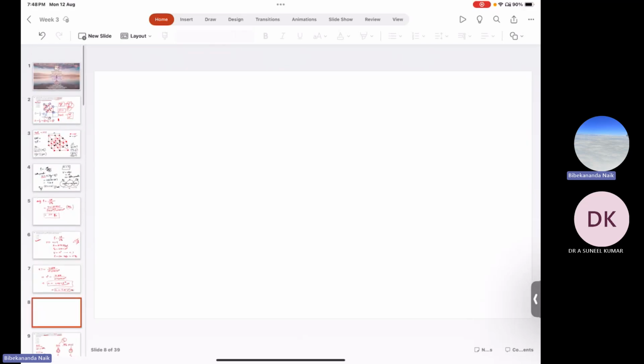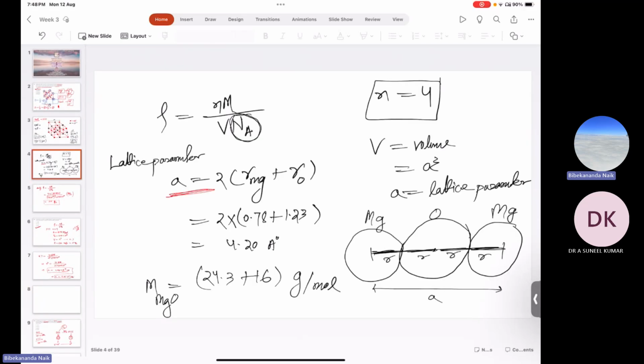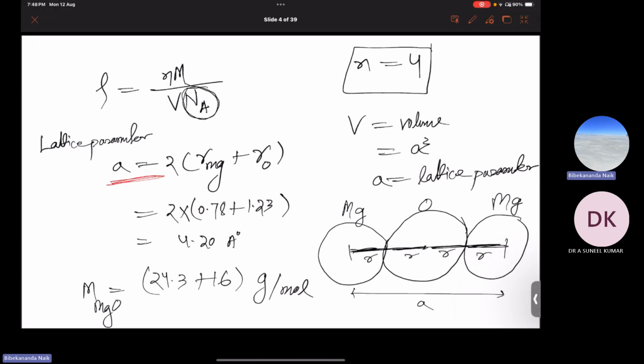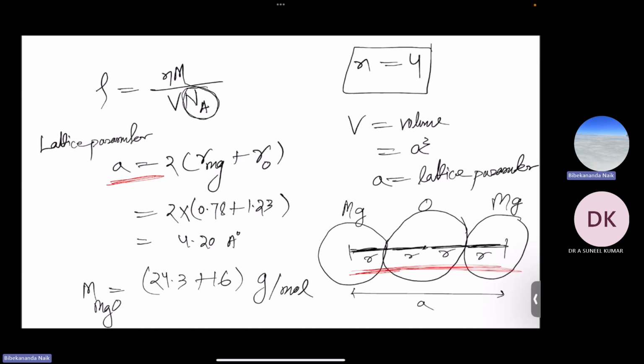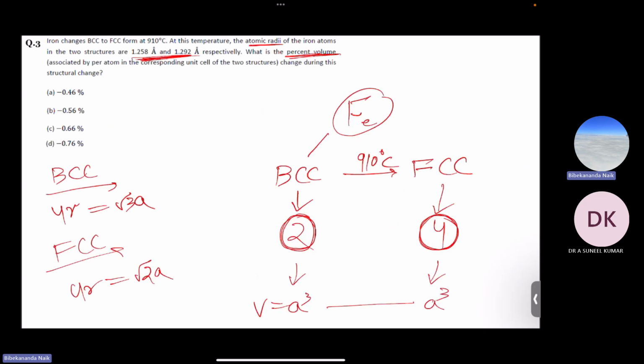So where did I? Here, in the previous case, it was one side, so it was A only. But in case of body center cubic, the same structure lies at the body diagonal. So in case of body center cubic, this 4R will become root 3A, because the length of the body diagonal for a cube is root 3A. And similarly, for face diagonal, the length of the face diagonal will be root 2A, so 4R will be root 2A. So suppose we first calculate BCC.